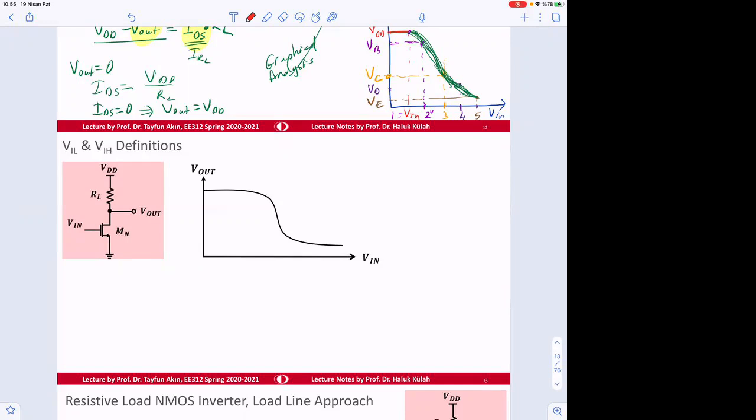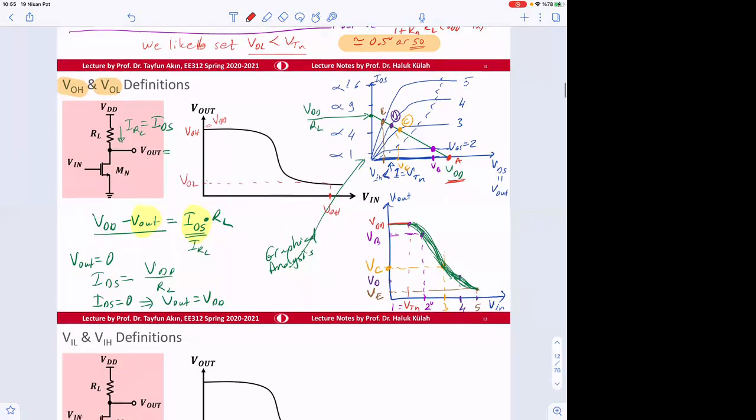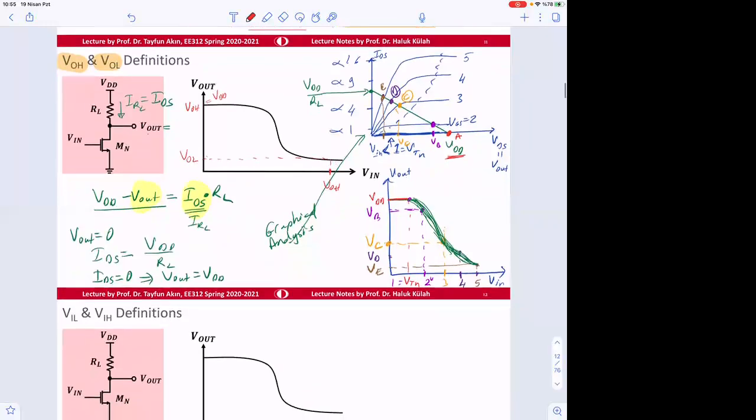The definition for output high and input high is clear, I guess. When input is 0, this is called V output high, which happens to be VDD. And then when input is V output high, the corresponding voltage here is called V output low. And we want this V output low to be, of course, lower than threshold voltage.